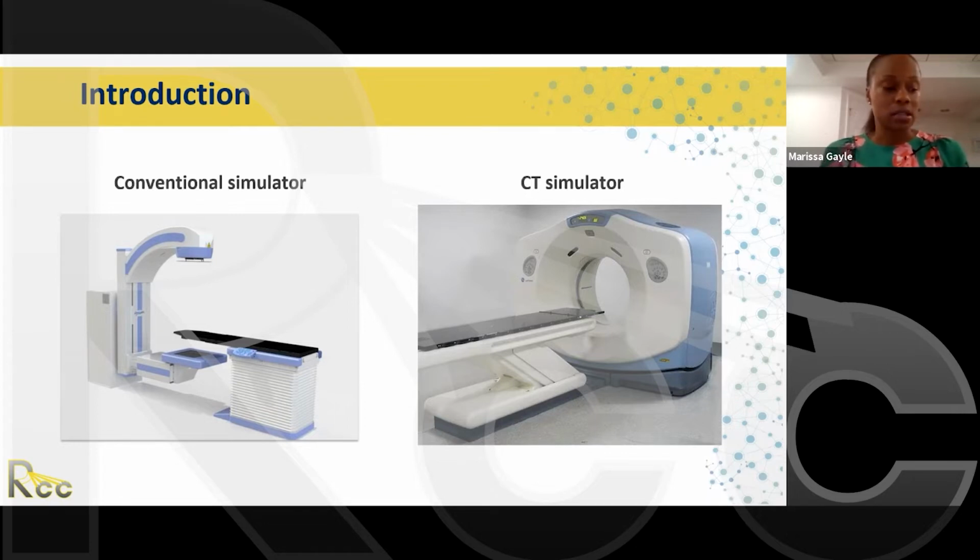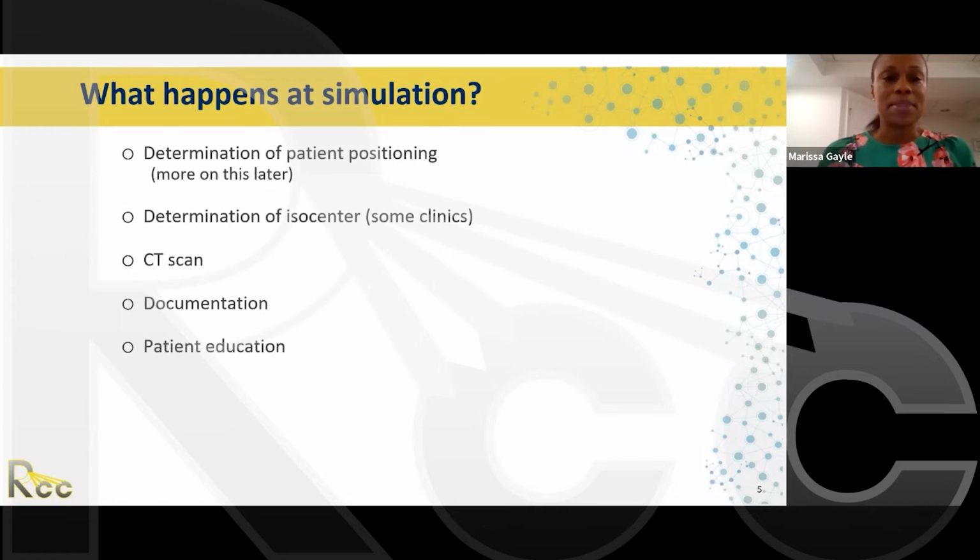With a CT simulator, the treatment planning is done after the simulation is done. So it's called inverse planning. And the treatment planning is done based on the CT scan. If you're doing any type of IMRT technique, you would need to use a CT simulator. Some of the things that happen at simulation: determine the patient position. I have slides later in the lecture that will discuss that in detail. Determine the isocenter. We're going to pick what area needs to be treated.